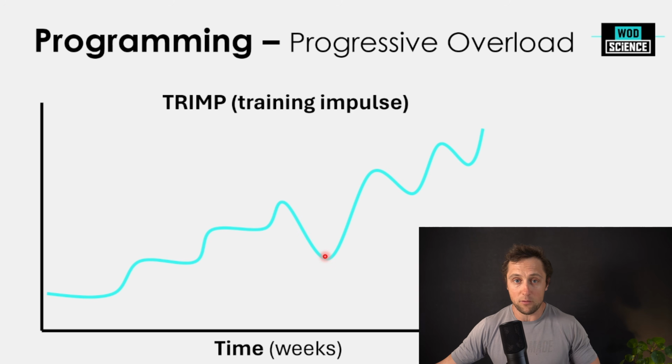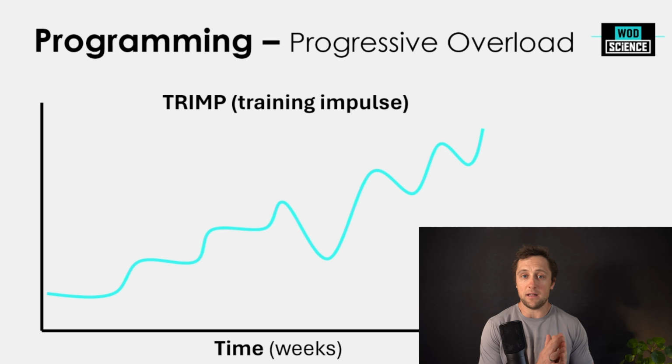It goes down for a week to have a little bit of a rest, let's say an active rest, and then it goes up again, and for example also a deload week before a competition. That is something you can think about as let's say progressive overload.